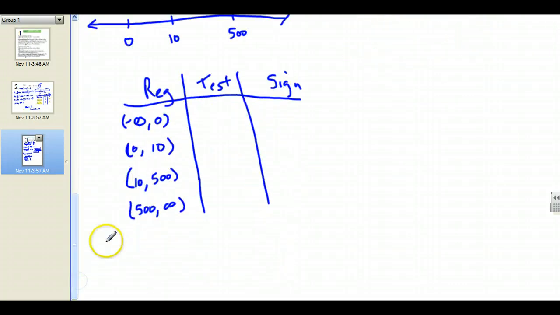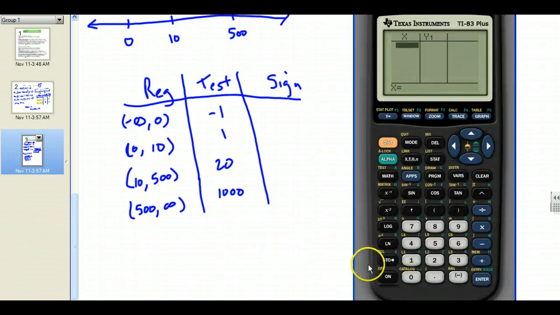So I'm going to pick a test point in each one of these regions. Again, I'll use -1 in this region. From 0 to 10, I'll use +1. For 10 to 500, I'll use 20. And for 500 to infinity, I'll use 1,000. I could pick any number in those. I just chose those for whatever reason.